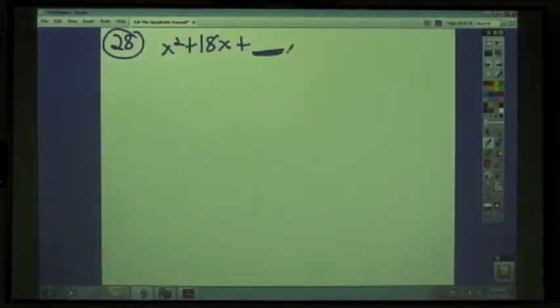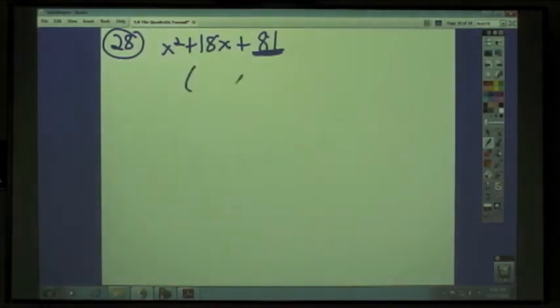On number 28, 29, and 30, all they were asking you to do was do the process of completing the square to get what would make this a perfect square trinomial. So all you had to do here was take the 18, divide it by 2, and square it. So 18 divided by 2 is 9. 9 squared is 81. That is a perfect square trinomial.